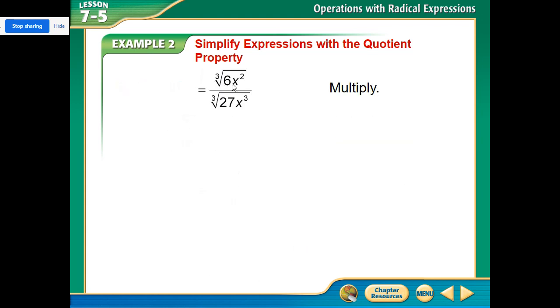And on the numerator, I get 6x squared, and on the denominator, 27x cubed. Now that 27x cubed is just perfect, because when I take the cube root of it, it's just going to be 3x. And then I'm looking in the numerator here. 6 is just a 2 and a 3. There's no three of a kind. And x to the 2nd, there's not 3 of a kind either. So that's as far as I can go.